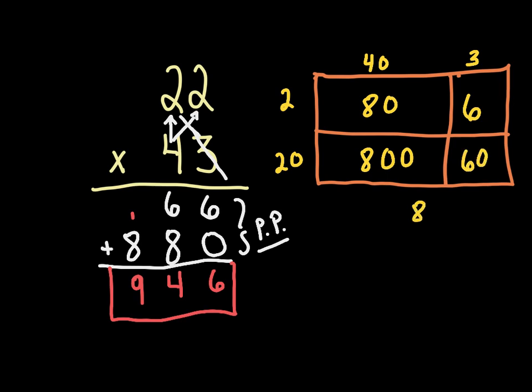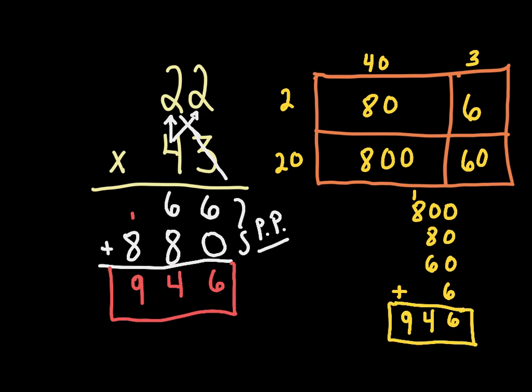So now, if we add up our partial products, we get 6 in the 1s, 14 in the 10s, and then 946. So we have a check. A great way to make sure that you are getting your products correct is by doing another method.